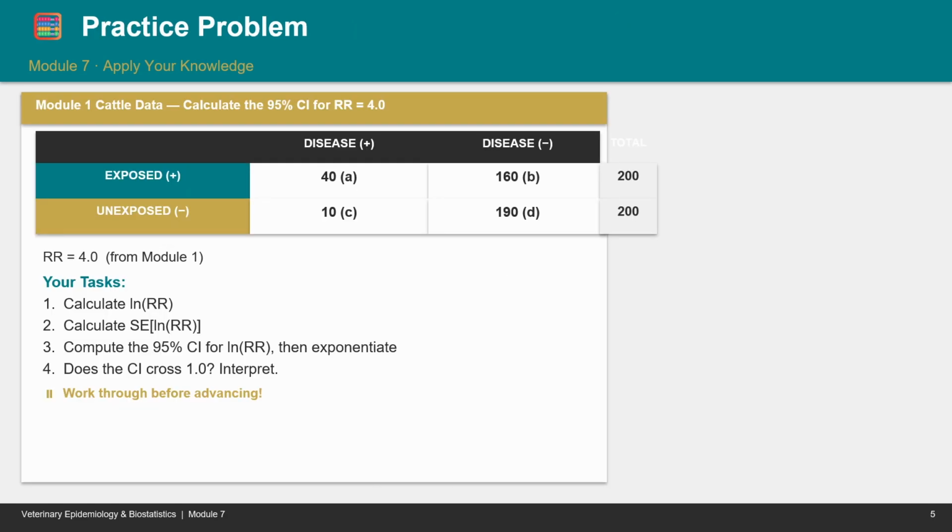Let's calculate the 95% confidence interval for our RR of 4 from the cattle data. Work through the steps on the formula slide, then check your answer on the next slide.